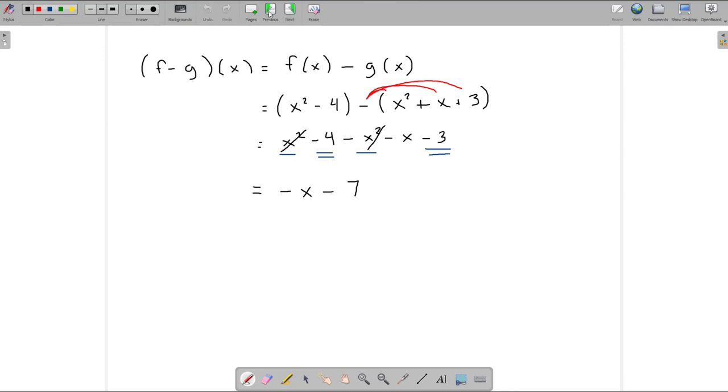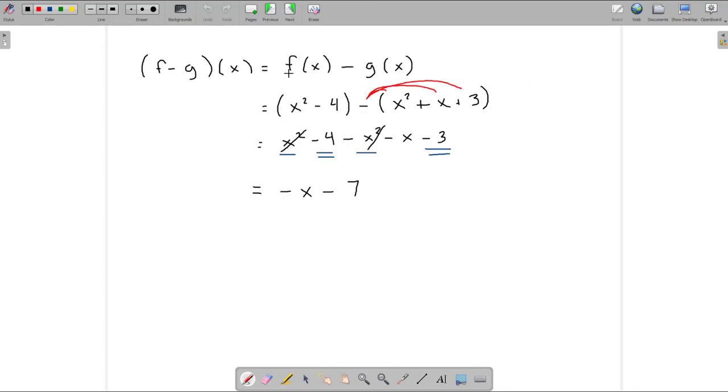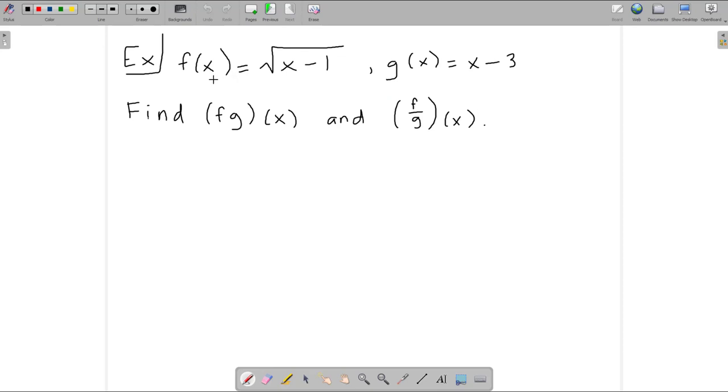So in this example, both our f and g were quadratic equations, which means that both of their domains were all real numbers. So we didn't really have to worry about finding the overlapping domain. But in this next example, let's say we have f of x equals square root x minus 1 and g of x is equal to x minus 3. So now we have this square root, and we're going to need to take a closer look at the domains of our functions. So let's do that first.